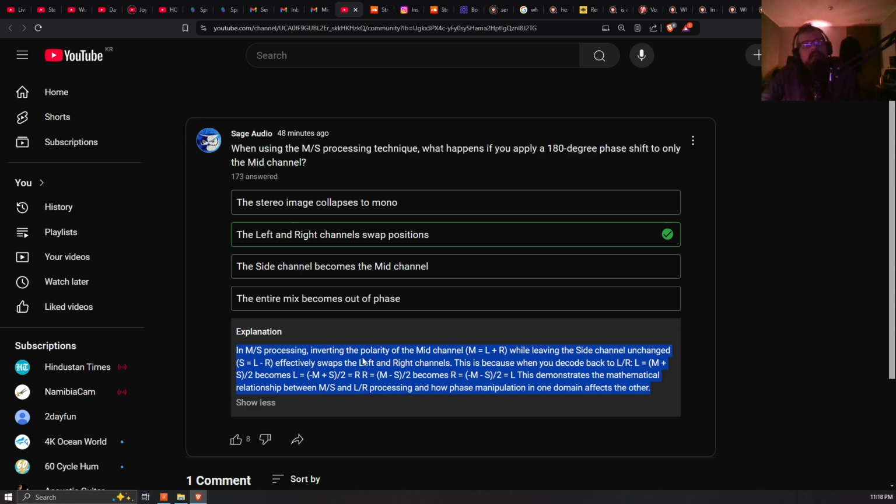In MS processing, inverting the polarity of the mid-channel, mid equals left plus right, while leaving the side channel unchanged, side equals left minus right, effectively swaps the left and right channels. Well, then obviously they're not exact mirror images of each other. Because if they were, then what difference would it make if they were swapped?